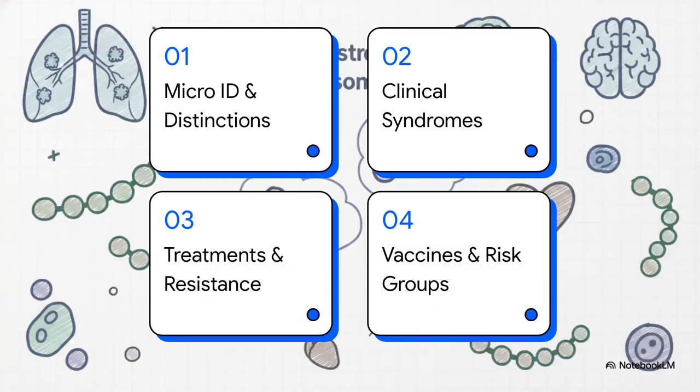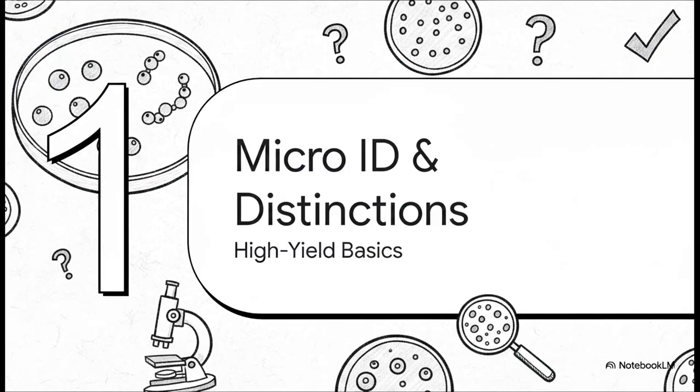Here is our game plan for today. First, we'll hit micro-ID and exam distinctions. Second, we'll look at the major clinical syndromes. Third, we'll cover treatments and resistance pathways. And finally, number 4, we'll wrap up with vaccines and high-risk groups. All right, part 1, micro-ID and exam distinctions.